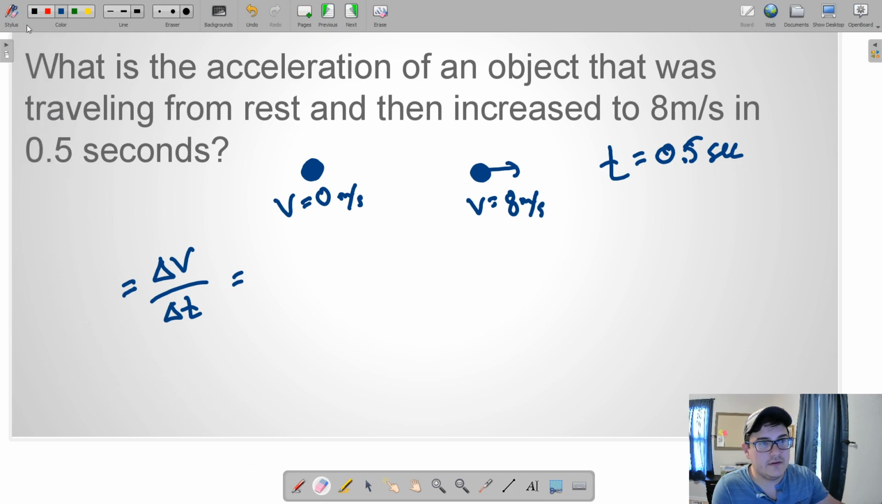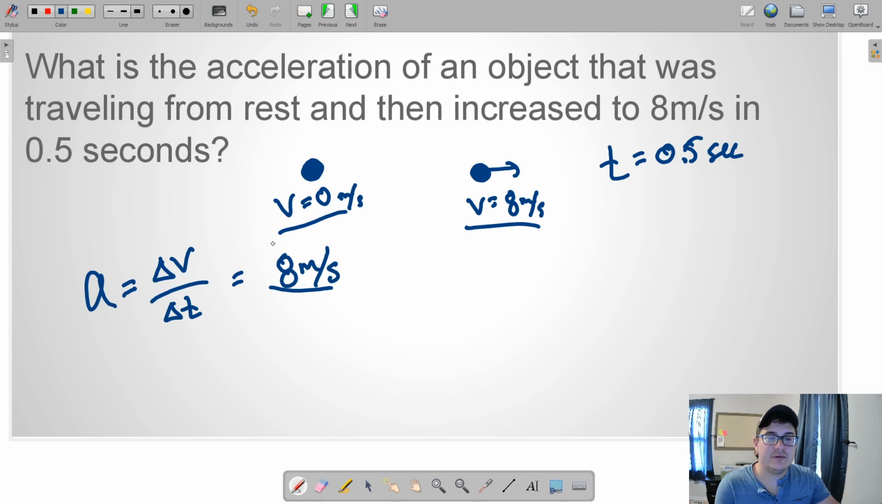Let's fix that real quick. There we go. That's my fault. I'm trying to do too many things at one time. Acceleration equals change in velocity over change in time. So, what was the change in velocity if we started at 0 and then went to 8? I went from 0 to 8, so I'm now positive 8 meters per second. That was my change in velocity. What was the change in time? That is going to be 0.5 seconds.